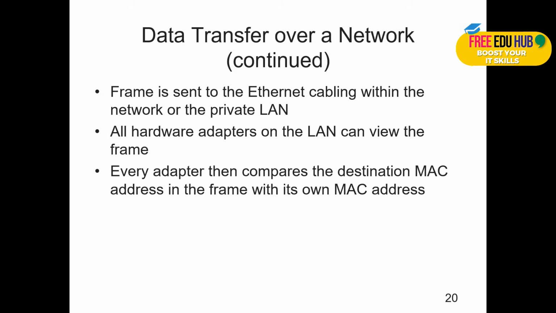The frame is sent to the Ethernet cabling within the network, the private LAN, or through the internet. All the hardware adapters on the LAN can view the frames, but they will not communicate with it unless it is destined for that particular address. Every adapter then compares the destination MAC address in the frame with its own MAC address.